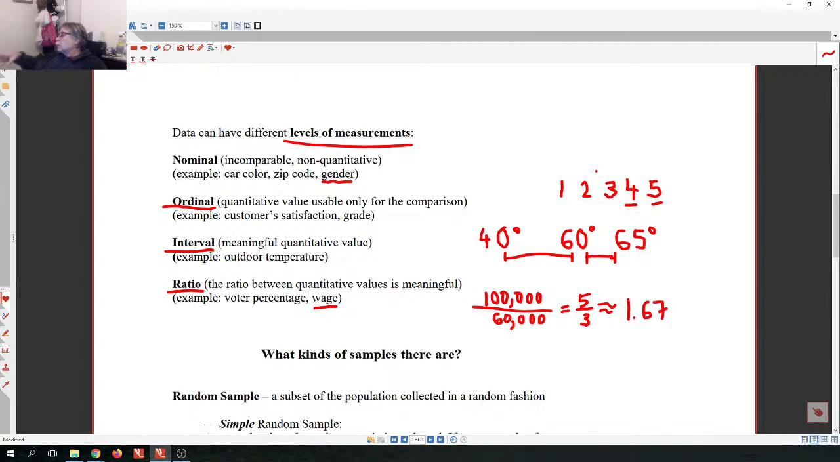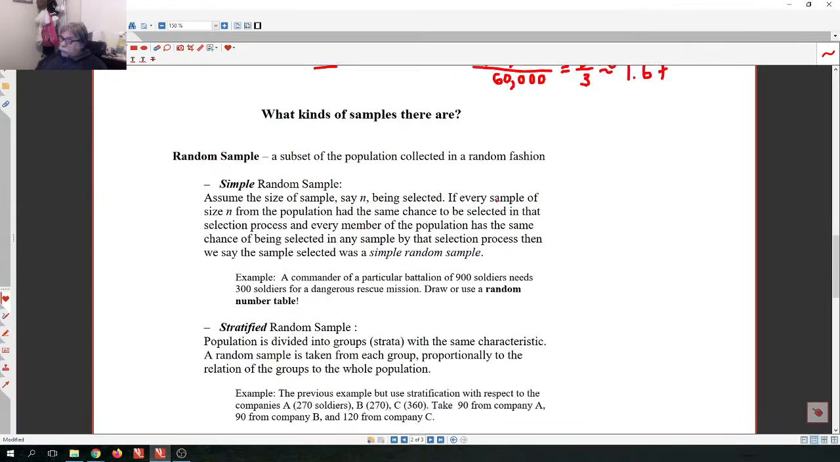1 for male, 2 for female, 3 for transgender or something else. I don't know what else we could have, but it would not have meaningful numerical value. So in that particular case, you just collect what you are able to. Okay.